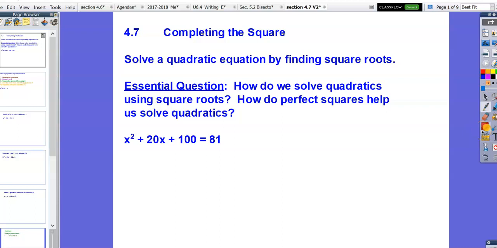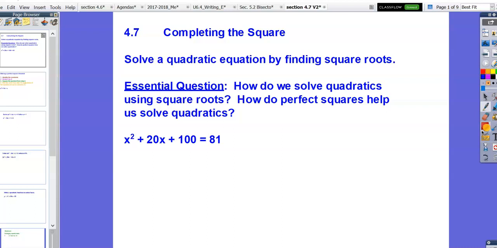All right, this section 4.7, we are talking about completing the square. So our essential question: how do we solve quadratics using square roots, and how do perfect squares help us to solve quadratics? So we have an example here, x squared plus 20x plus 100.